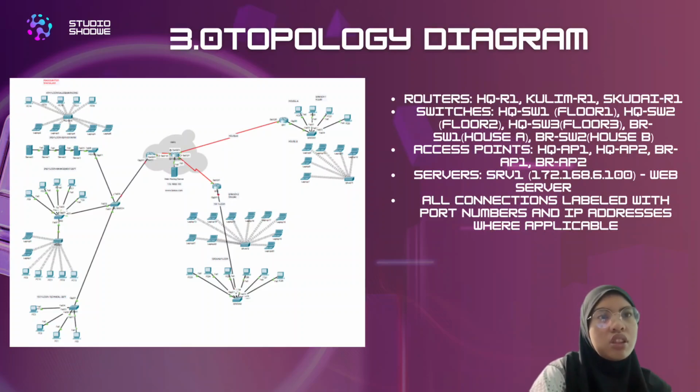In conclusion, this network topology demonstrates a well-structured enterprise network that integrates headquarters and branch offices using a WAN. The design supports both wired and wireless users, centralized services, and efficient inter-branch communication.